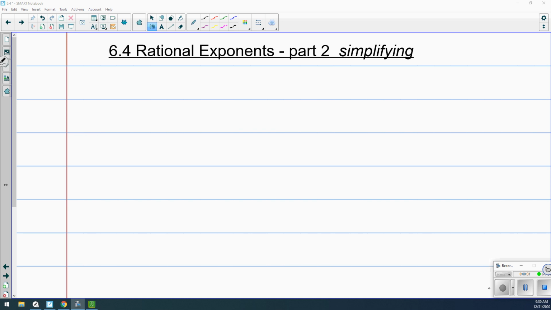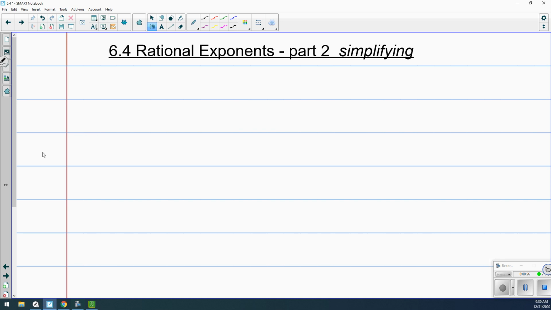So today's video, 6.4 rational exponents, simplifying. Feel free to pause the video, feel free to rewind the video, go nice and slow. We're going to cover a lot of ground and I'm going to try and go slow, but you know me, sometimes I get carried away. So like I said, we're going to be simplifying things that have a base with a rational exponent.